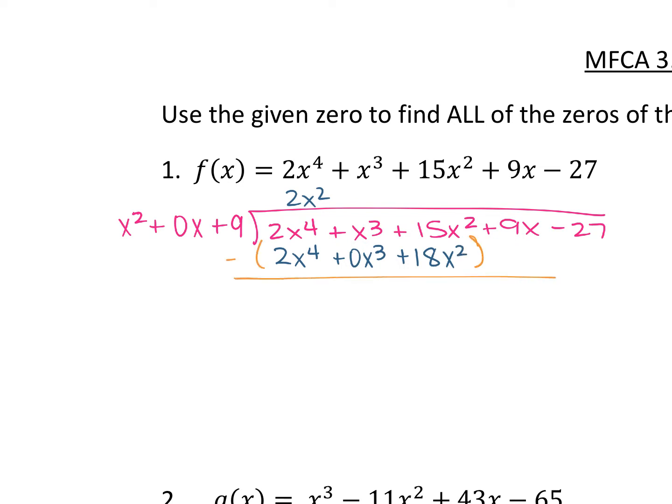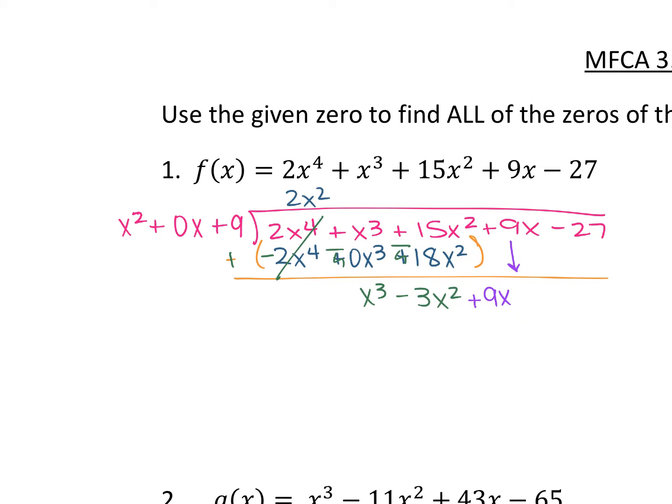Subtract these. Distribute your sign. Change the sign on everything and start canceling out the first term. You have x cubed minus 0x cubed, which is just x cubed. Then 15x squared minus 18x squared is -3x squared. You need 3 terms to work with underneath, because you have 3 terms on the outside, so that 9x drops down. From here, start all over.